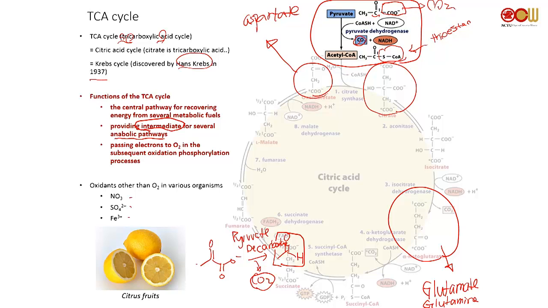What do you end up with? You end up with a thioester. Which is more reduced, thioester or aldehyde?